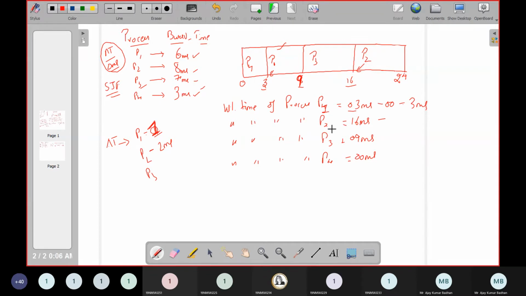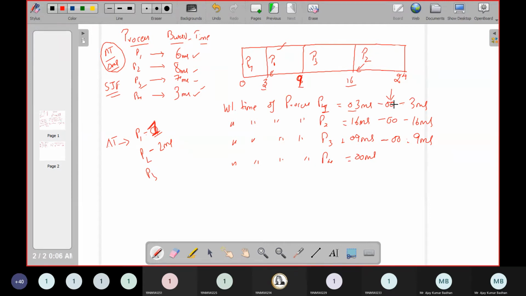So what is the waiting time for the process P2 here? 16 minus arrival time. It came at 0 milliseconds, so 16 milliseconds. Now the process P3 has come up at 9 milliseconds, but arrival time is 0, so 9 minus 0, 9 milliseconds. That's the reason I haven't mentioned the arrival time in the video too, because all have arrived at 0 milliseconds. We can directly write it.